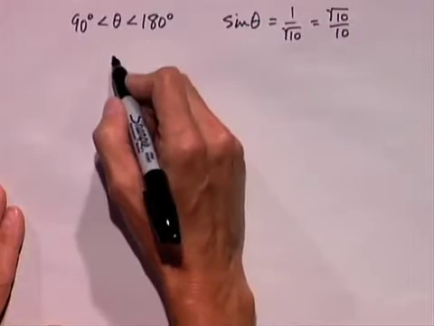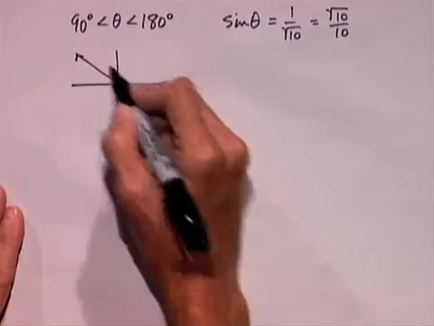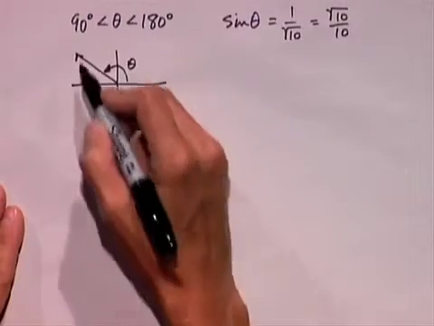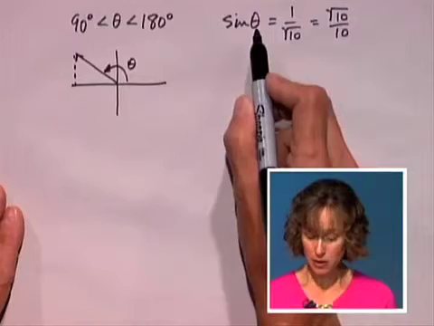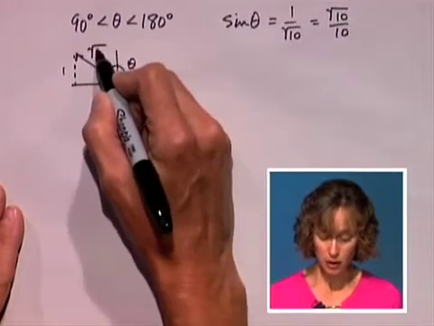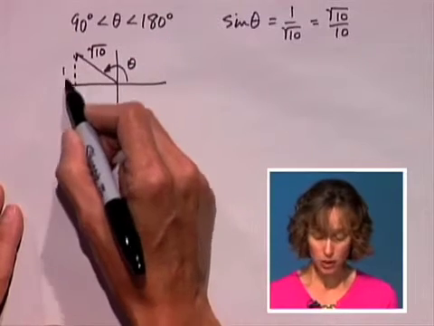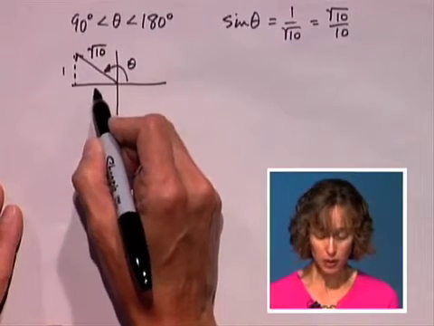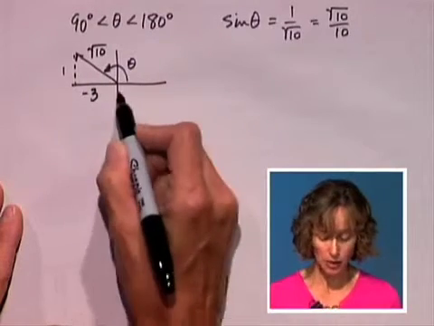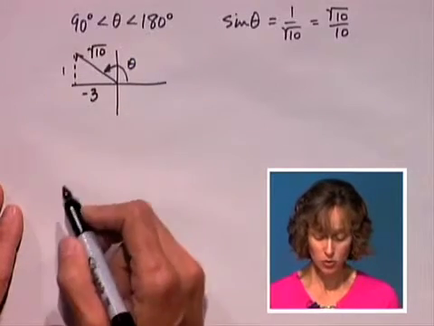What I'm going to do before I get too much further is sketch an angle theta in quadrant 2. So here's my angle theta, and label sides so that the sine is 1 over the square root of 10. So here's a 1, here's square root 10. Now I need to find this other side of the triangle, and if you use the Pythagorean theorem, that comes out to 3, and I'm going to call it -3 because I am to the left of the y-axis, or in the negative x direction.